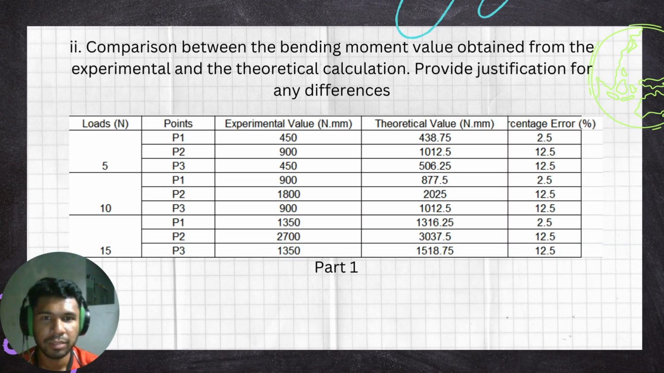Second, comparison between the bending moment value obtained from the experimental and the theoretical calculation. Provide justification for any difference. Okay, from the table, we can conclude that our experiment is achieved because the percentage error that we get is below 20%.